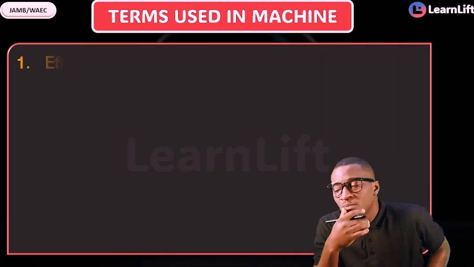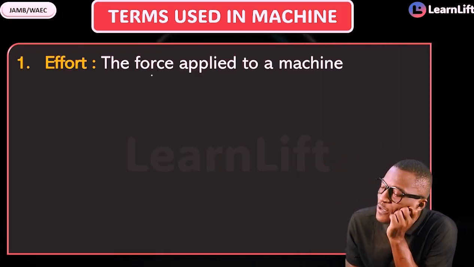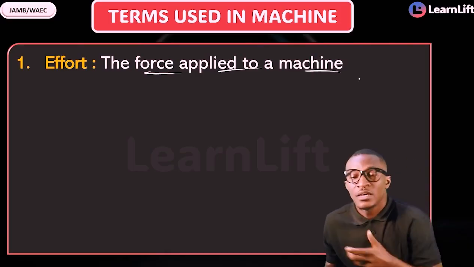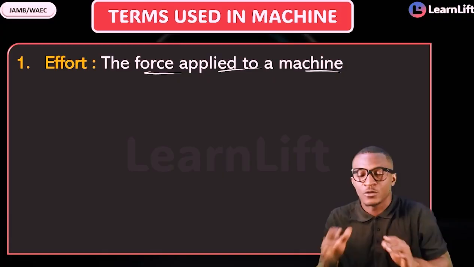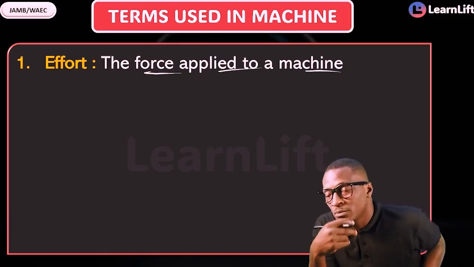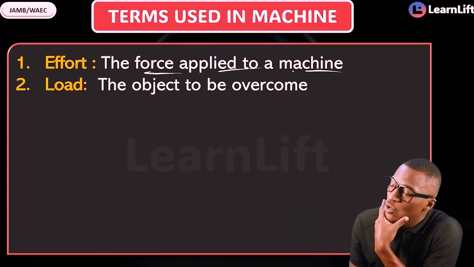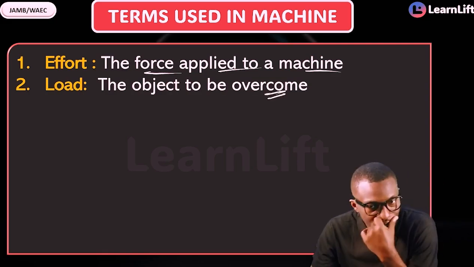What are now the terms used in machine? The first term that is used in machine is what we call your effort. What's effort? Effort is the force applied to the machine. The force you apply to the machine is called your effort. Effort, that means the force applied to a what? Machine. Number 2, we also have what to call the load. The load is the object to be overcome.